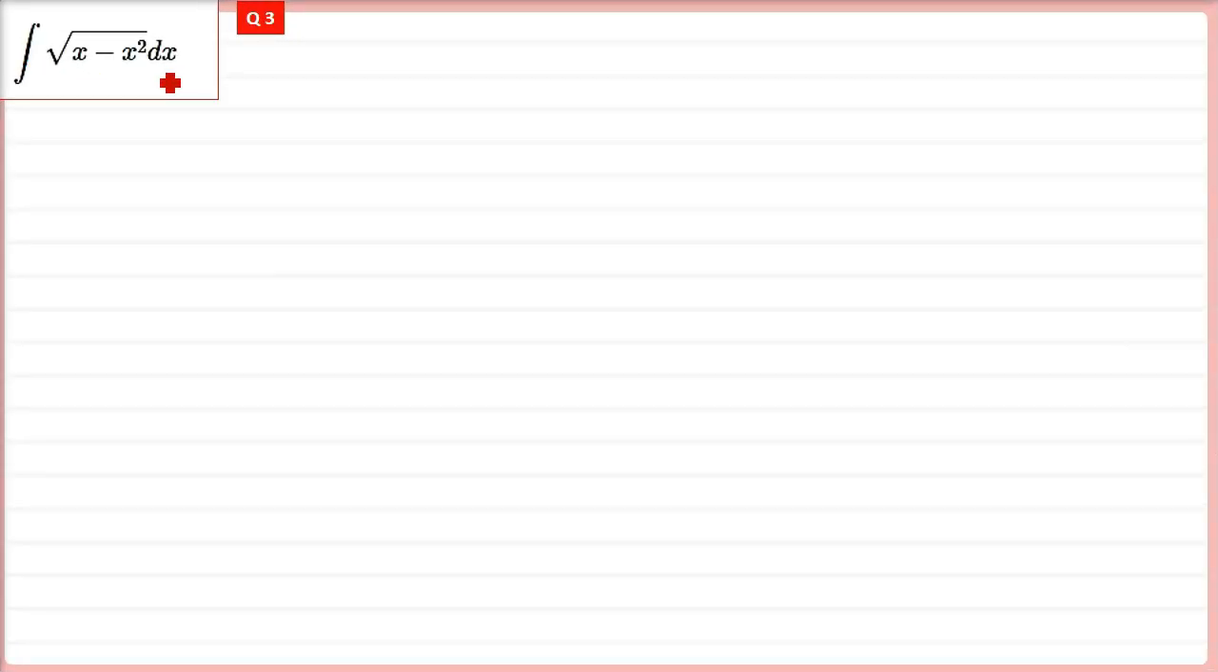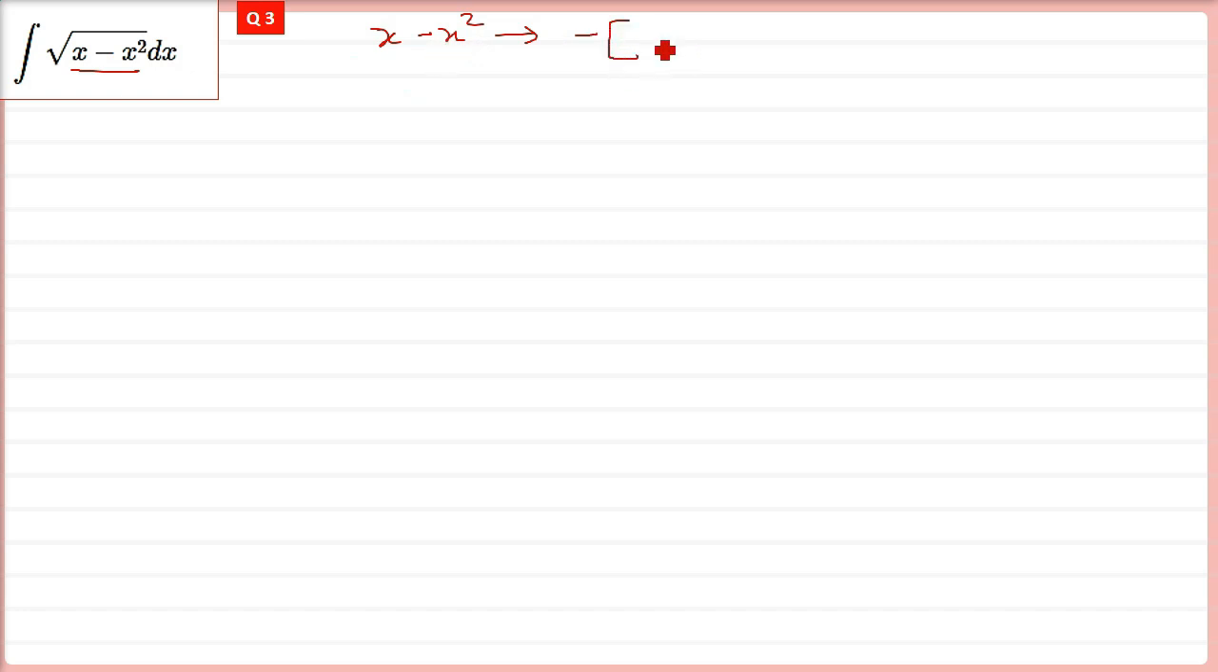Under root x minus x square dx. Now the previous two questions have laid down the foundation of this question only. How? Because you already know you have to make it a perfect square. Then you have to apply a certain formula. x minus x square, that means there is a negative in front of x square, so we need to get rid of it first.